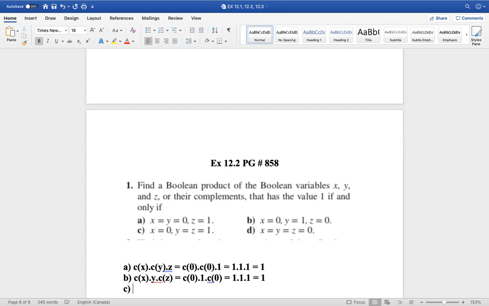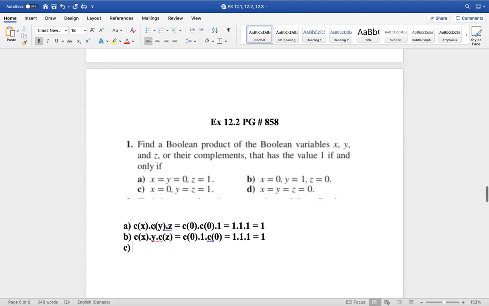Okay, pretty straightforward, not any big logic. So here we have x only 0, so we will only take the complement of x. All right, so we will take complement of x dot y dot z, right? So we have complement of x, complement of 0 is 1, dot 1 dot 1. This equals 1 dot 1 dot 1 equals 1, right?